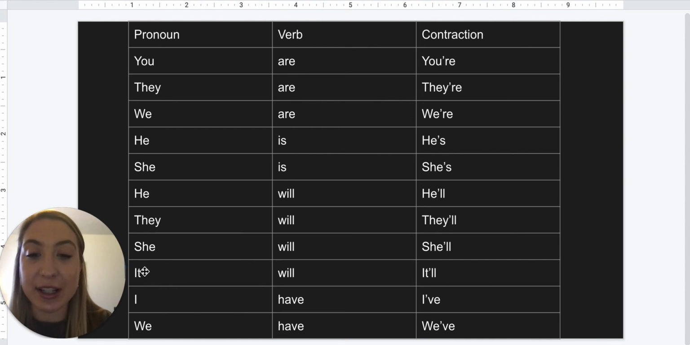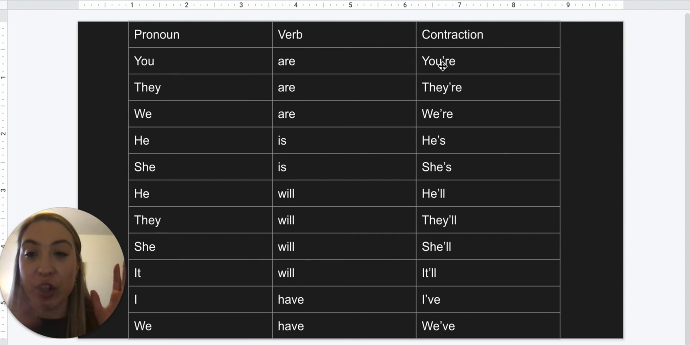Let's do it. So our pronoun is it, and then we have will. Our pronoun stays the same. Our apostrophe takes the place of WI, and then we have LL, it'll. And then same with have, it's just like will, where our apostrophe takes the place of HA, so it goes apostrophe and ends in VE. So this is what we're going to practice writing.